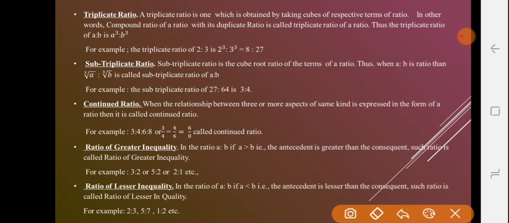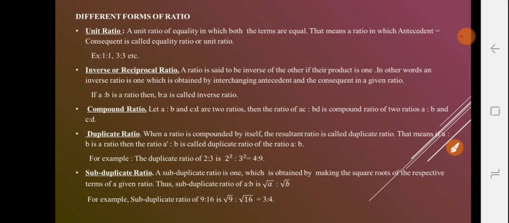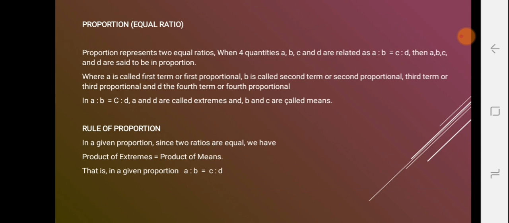The next part of the concept is proportion. Proportion is also a very important concept. Here also we are dealing with a practical part with respect to this concept. Try to understand what proportion is. Proportion represents two equal ratios. When four quantities a, b, c, d are related as a is to b is equal to c is to d, then a, b, c, d are said to be in proportion.